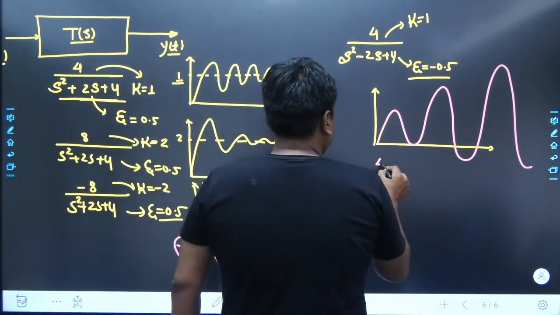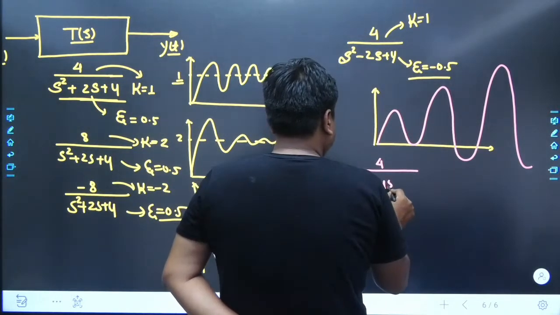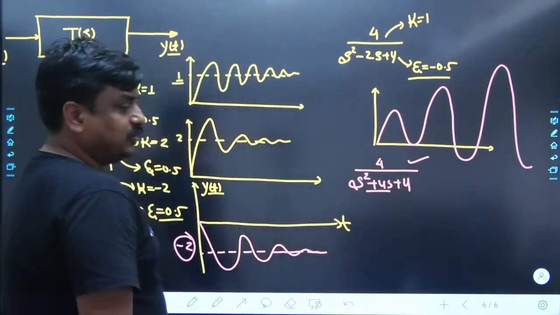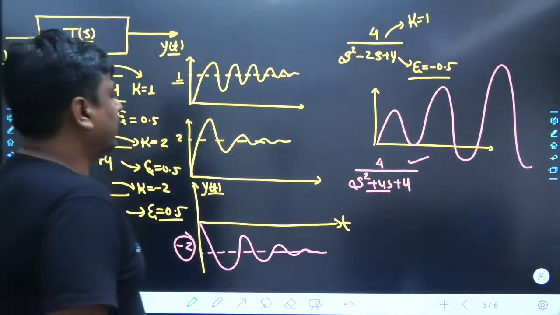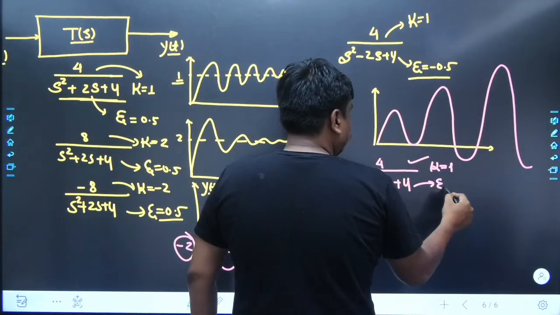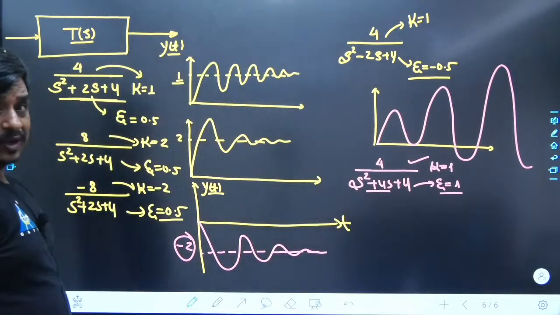Let me test the next question. Let's say the problem is 4 divided by s square plus 4s plus 4, and again this system has been excited by the unit step. The same fundamentals we have to use. The value of k is 1, and here the value of zeta is 1. As the value of zeta is 1, it's going to be a pure exponential.